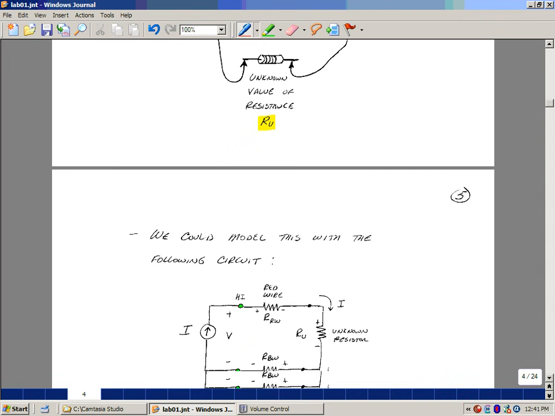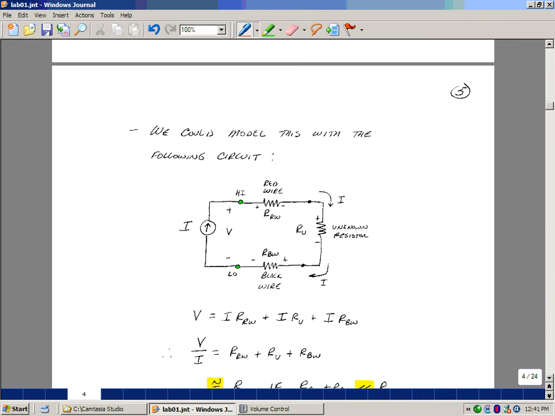We could model this as an equivalent circuit, where we've got a current source, and then we've got the wire to the unknown resistor, and then a wire coming back. That wire has some resistance. Now the meter is monitoring the voltage back at the face of the meter.